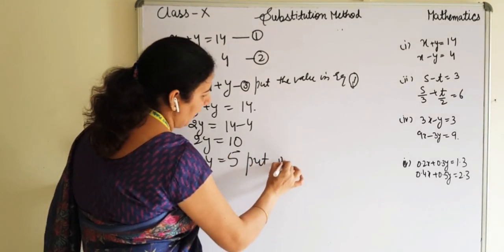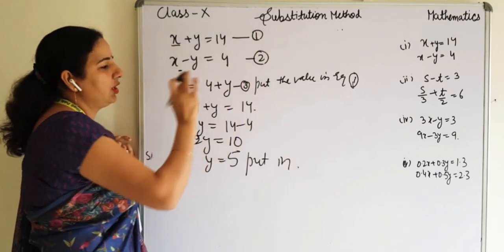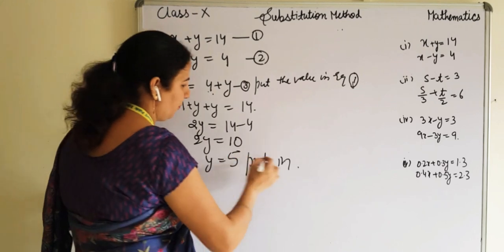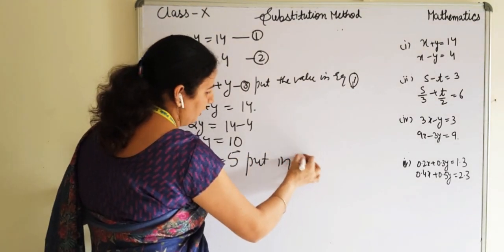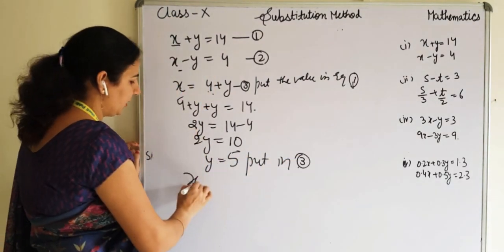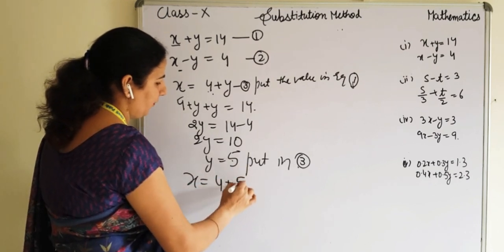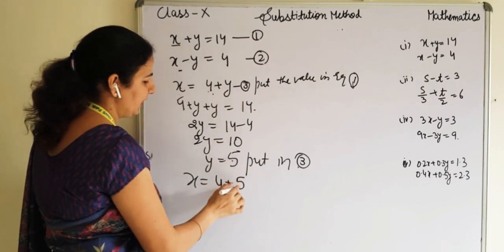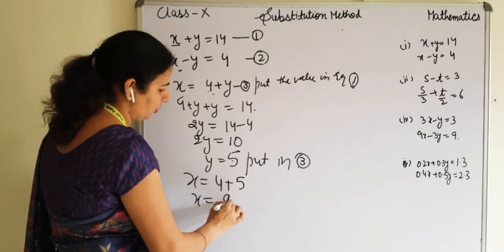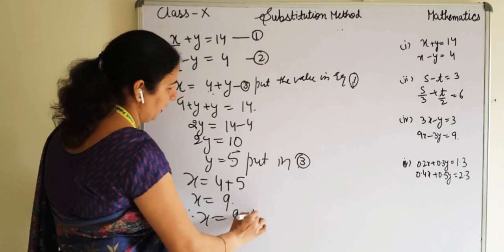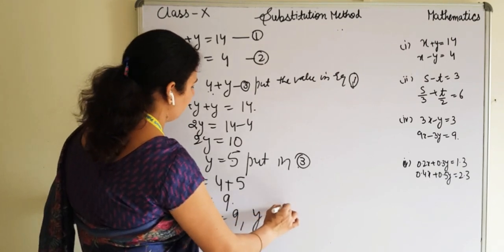Put it in any equation, 1, 2 or 3. You can put it in any equation, but 3 is easier now. So put it in equation number 3. x is equal to 4 plus y, and y is 5, so x is equal to 9. Therefore x is equal to 9 and y is equal to 5.